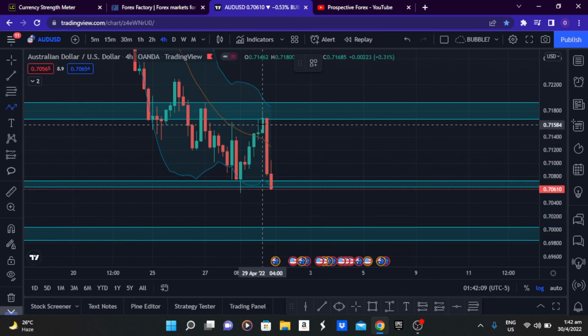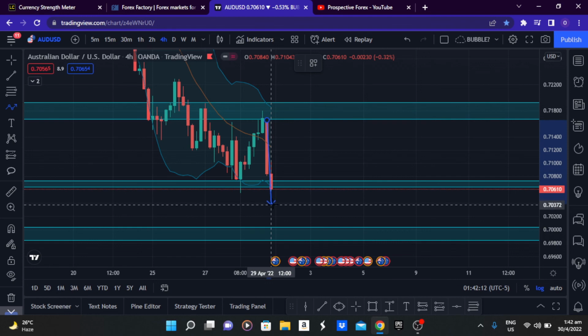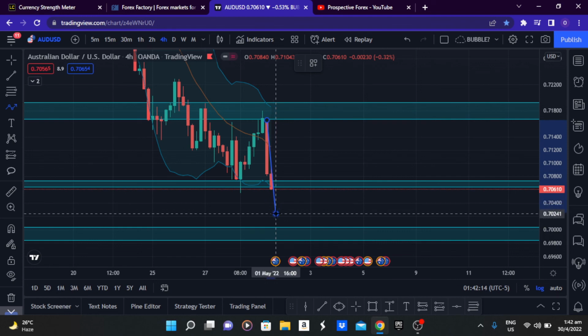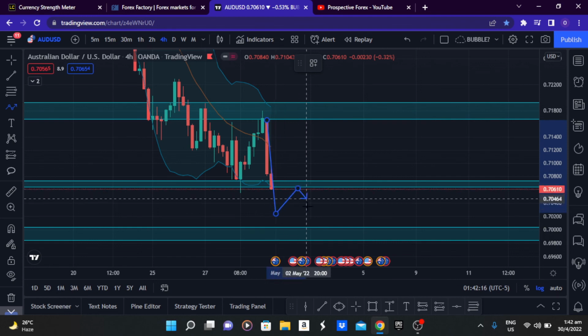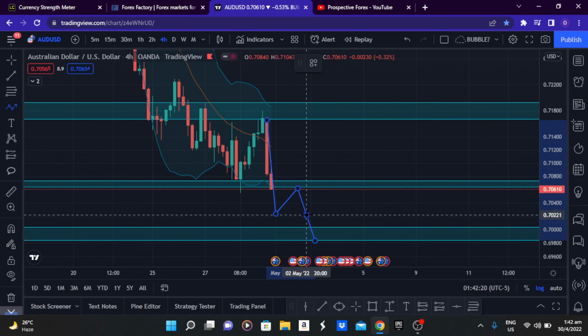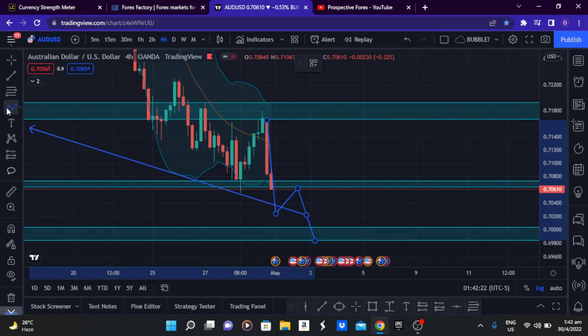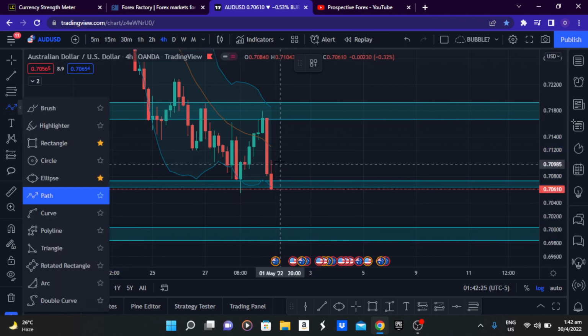or we can see price go here, break below this, retrace, and then go down. So I'm expecting those patterns within a couple of weeks.